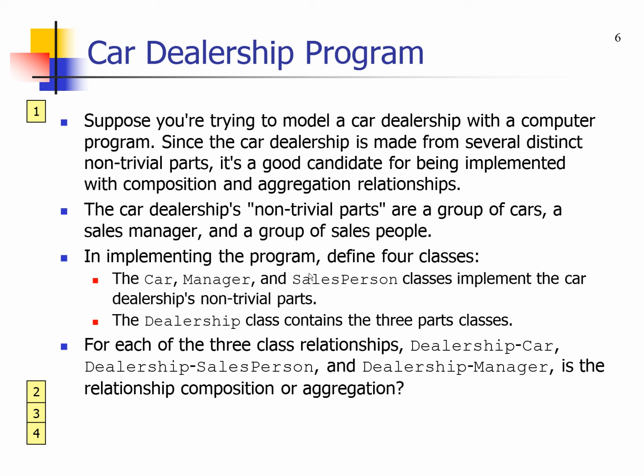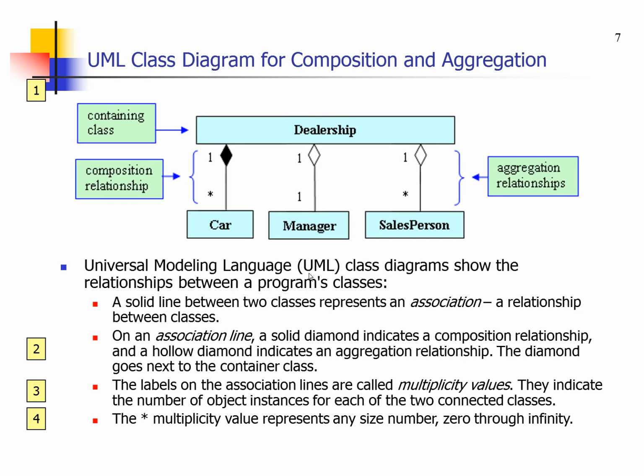It says the car dealership non-trivial parts are groups of cars, a sales manager, groups of salespeople. So if we're going to make this program, like I said here, we should have a car, a manager, a salesperson, a dealership, and so on and so forth. So we have the dealership to car relationship, the dealership to salesperson, the dealership to manager, but you also need a customer. So there's a lot of relationships within the program. Okay, this is the UML.